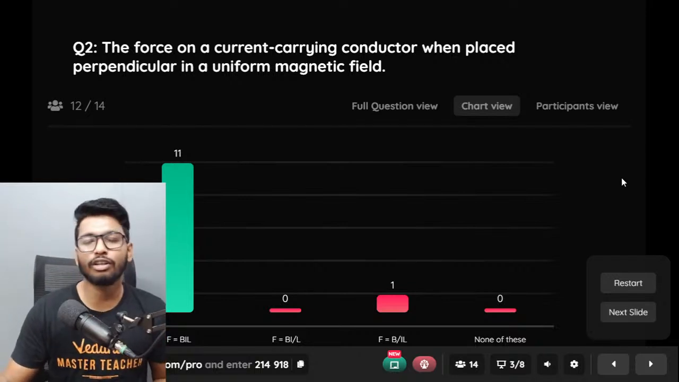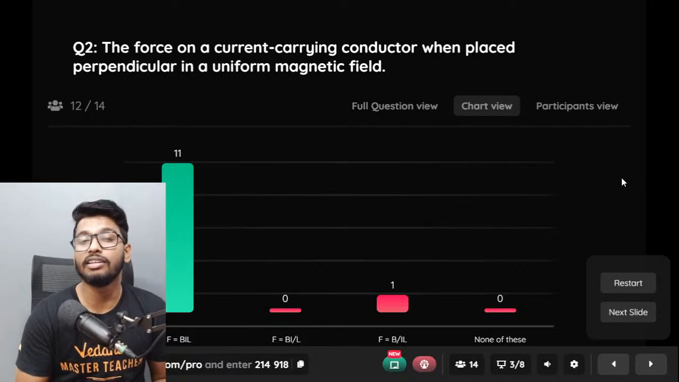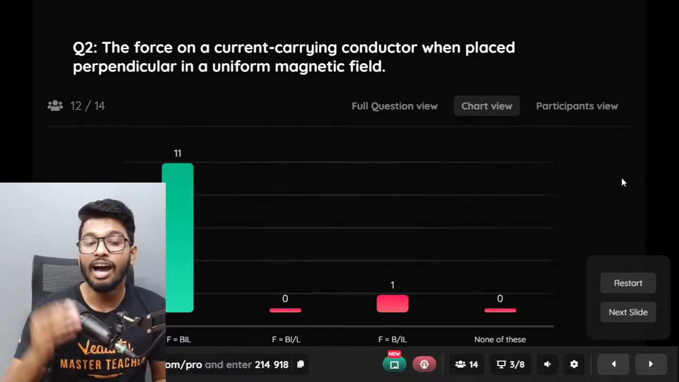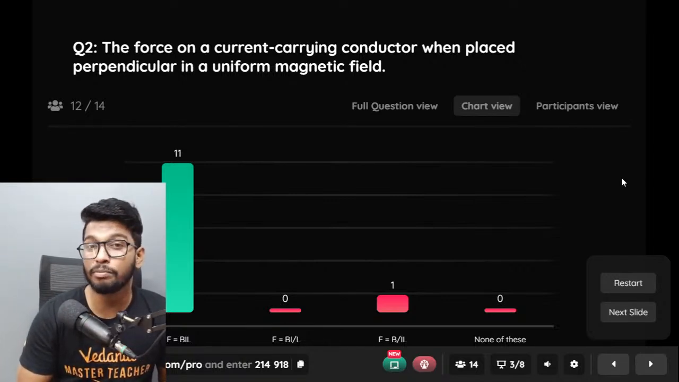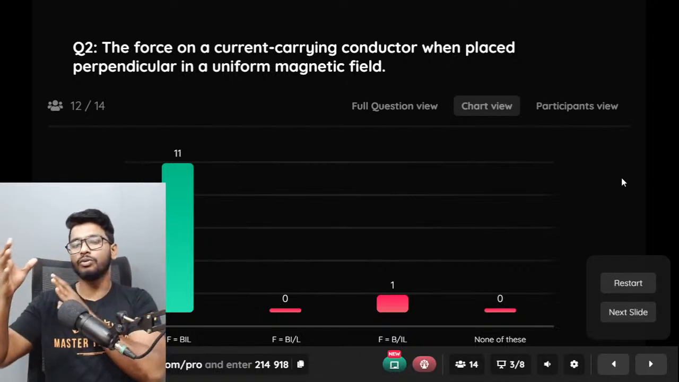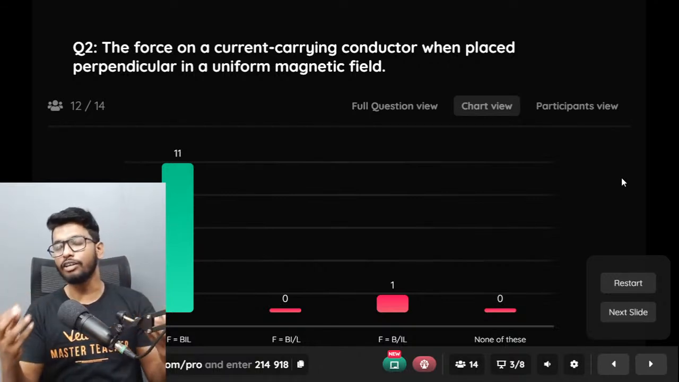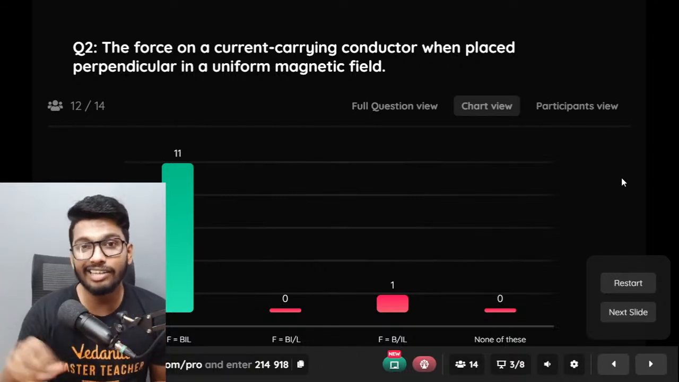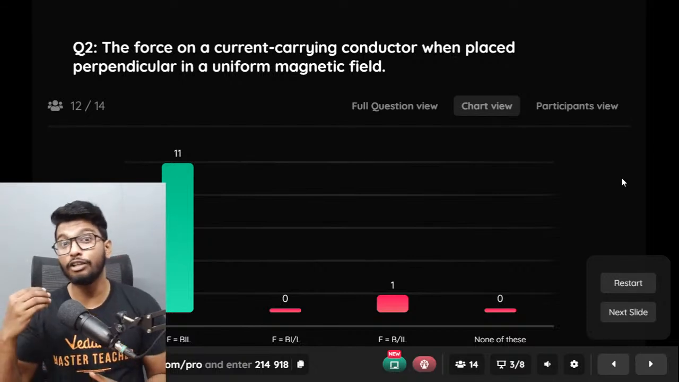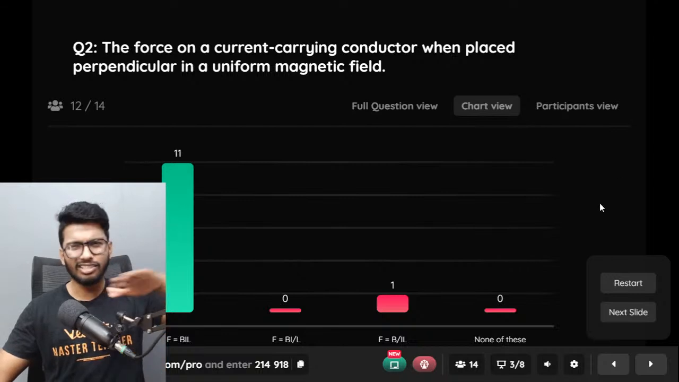Absolutely. F is equal to BIL. F is nothing but the magnitude of force. B is nothing but the magnetic field. I is nothing but the current. And L is nothing but the length of the conductor. So if you know the magnetic field, the current, and the length of the conductor, you can find out the magnitude of force acting on a current carrying conductor, or the magnitude of Lorentz force, right? So that is the end of the first quiz time.